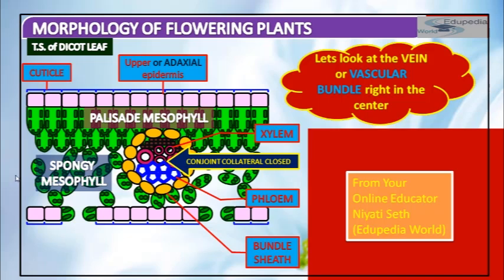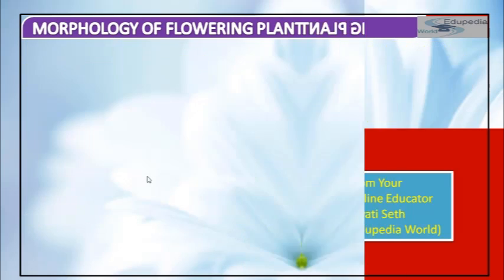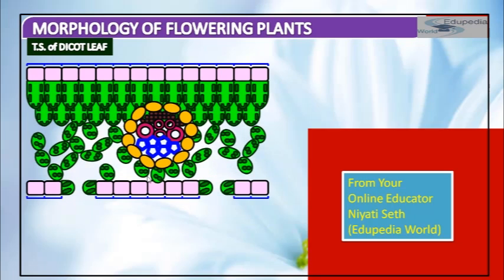And second is spongy mesophyll, which is composed of few layers of loosely arranged spherical or oval shaped parenchyma cells with prominent intercellular spaces, and they contain very few chloroplasts. And this is the vascular system. Now come to the TS of dicot leaf.